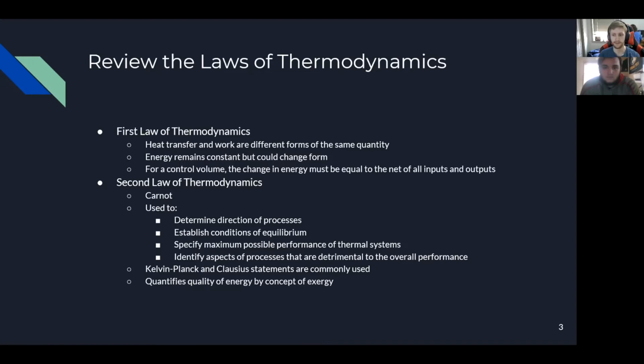It will be used to determine the direction of the process, establish conditions of equilibrium, specify maximum possible performance of thermal systems, and identify the processes that are detrimental to the overall performance of the system. The most common statements used to describe the second law are the Kelvin-Planck and the Clausius statements. Last, the second law allows us to quantify the quality of energy through the concept of exergy.